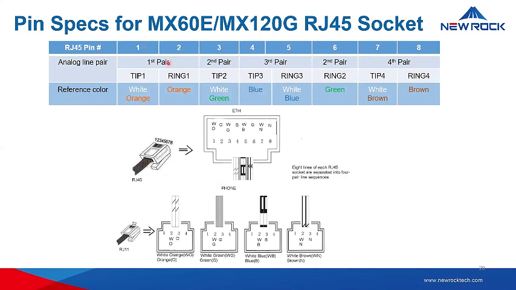Pins 1 and 2 are the first pair. The second pair is pin 3 and 6. The third pair is 4 and 5. And the last pair, the fourth pair, is 7 and 8. So this is the orientation for the pin specifications.